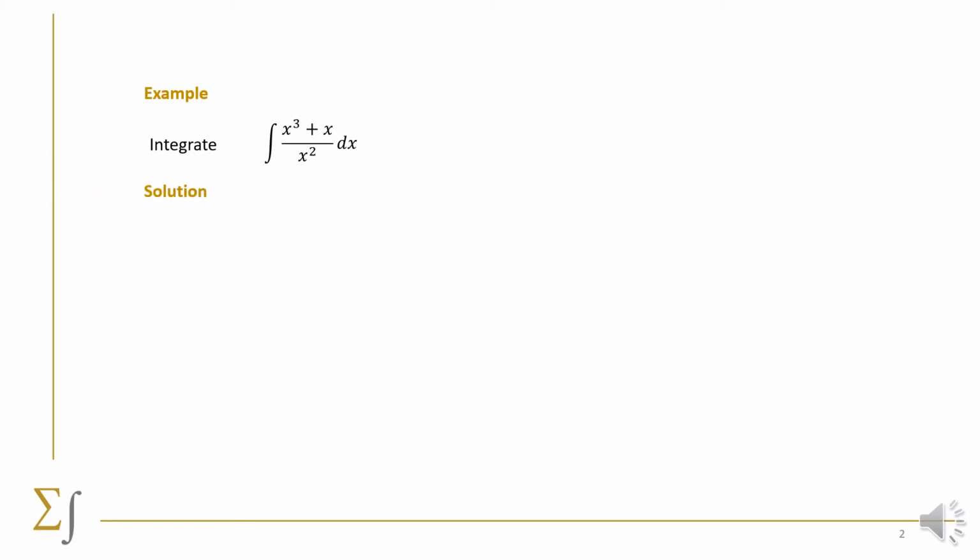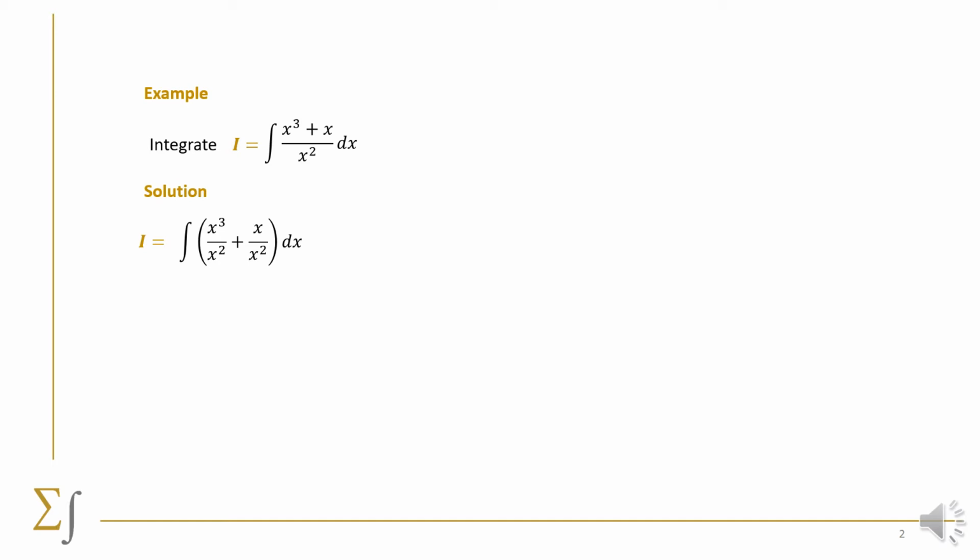And as usual, I start my solution by putting this integral equal to I. This makes it easier later. Instead of writing the whole thing, we can write just I. Here we have I is equal to. We see that we have one denominator, x squared. We will split it into the sum of two fractions as follows: x cubed over x squared plus x over x squared dx.